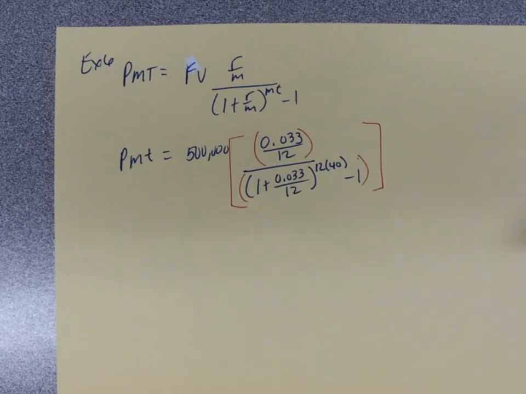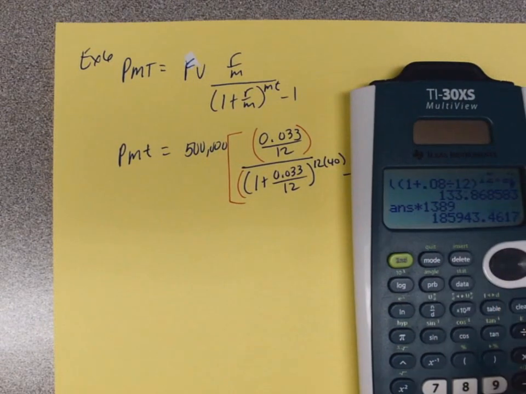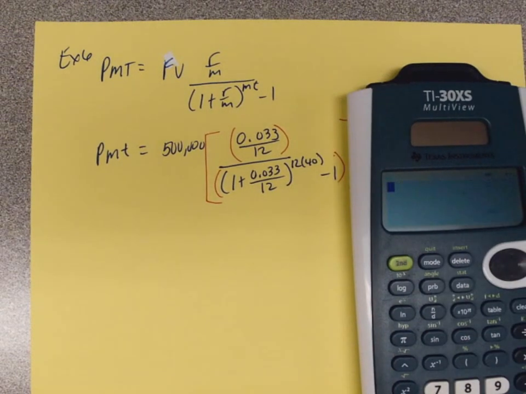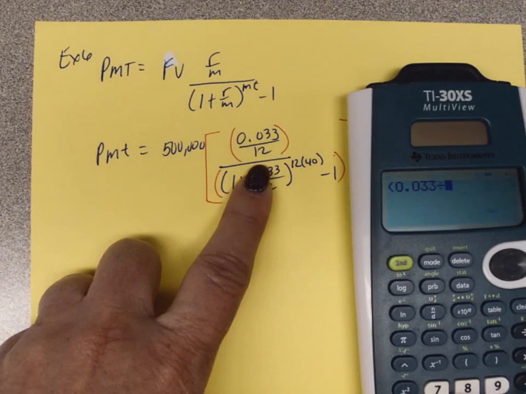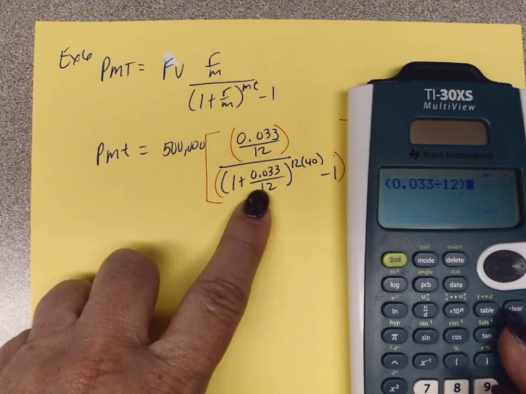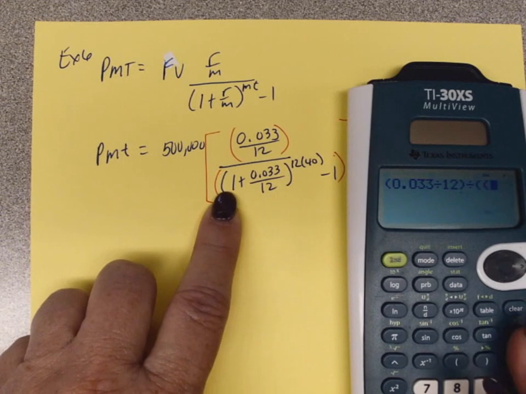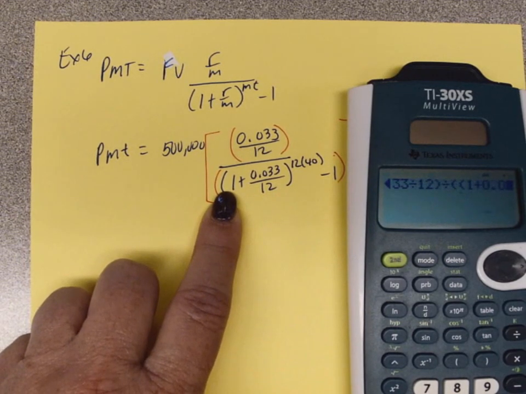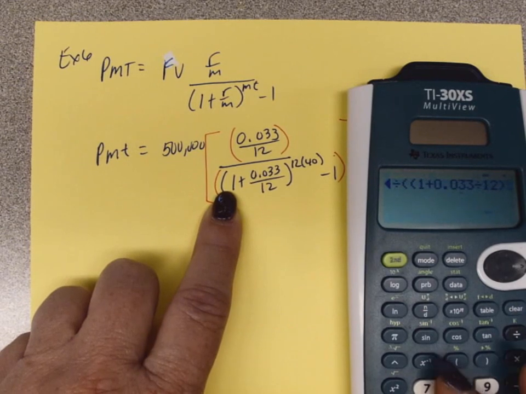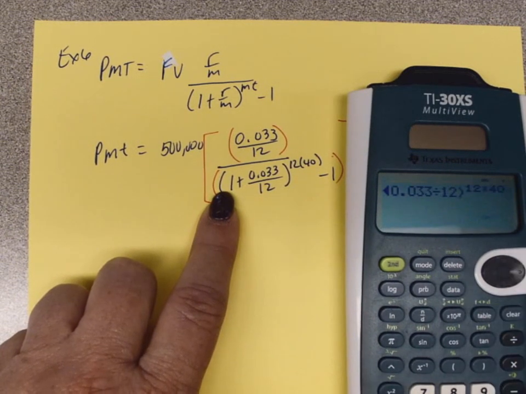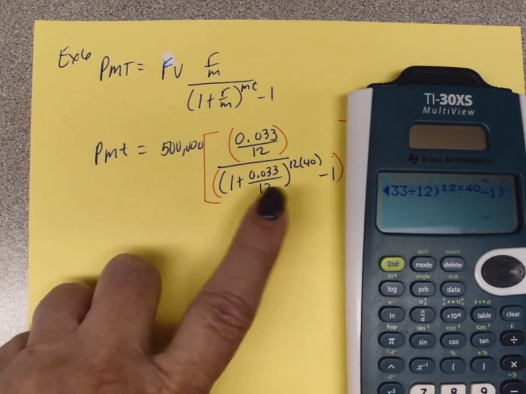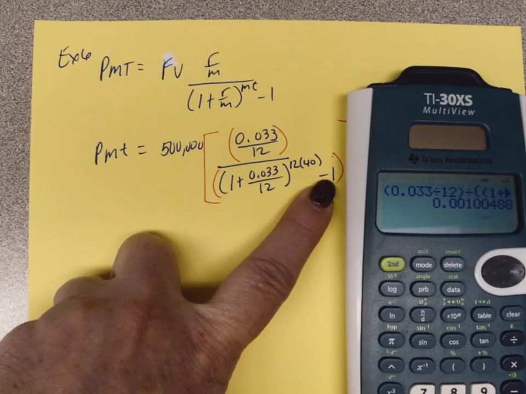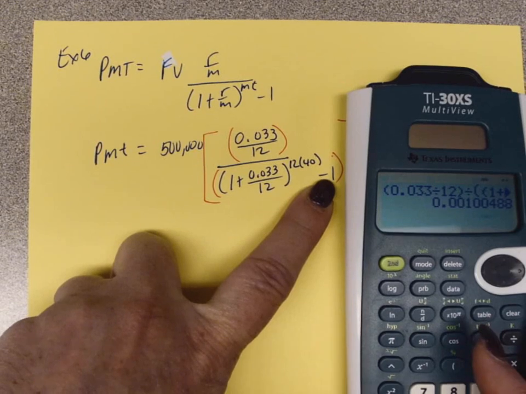All right, so let's put this in our calculator. Let's clear the old problem, so we'll have parentheses, 0.033, make sure you don't forget the 0, divide by 12, close the parenthesis, divide by 2 open parentheses, 1 plus 0.033, divide by 12, raised to the 12 times 40, back it down, minus 1, close the top of that last parenthesis and hit enter. And we should get a really long decimal.